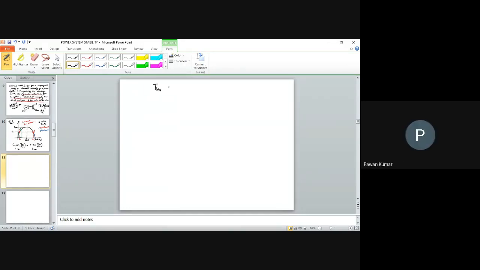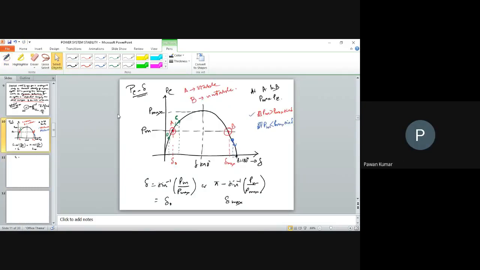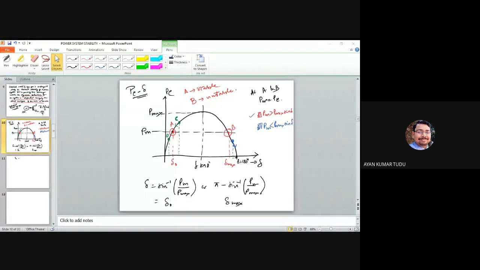Sir, can you please explain again how the point A was the stable equilibrium point? If we shift the point A to D, then why will it not go up to the origin? Okay, I am again repeating this point.